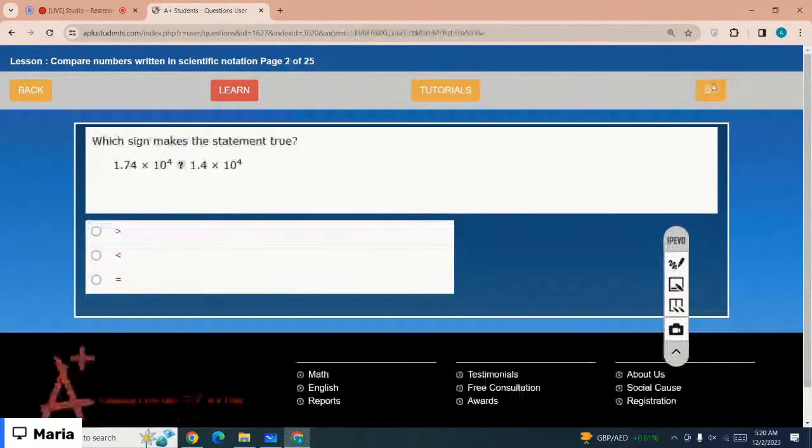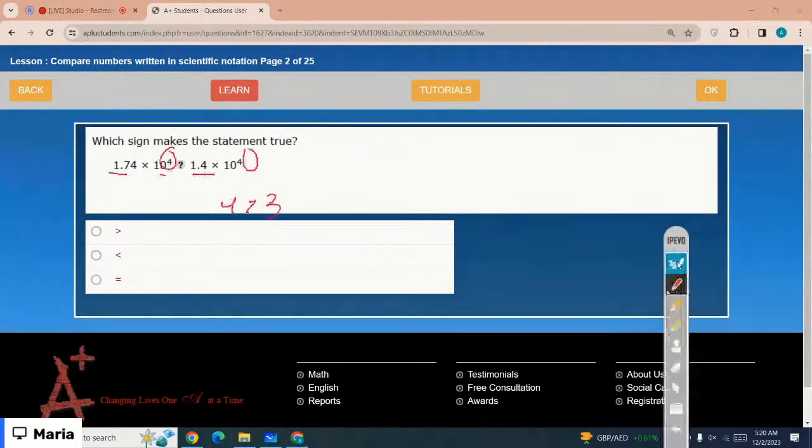Which sign makes the statement true? Which is the correct option? Okay, so you have to compare 1.74. Just look at here, their number 1 and 1, right? Here you have 7, here you have 4, right? So obviously 1.74 is greater.